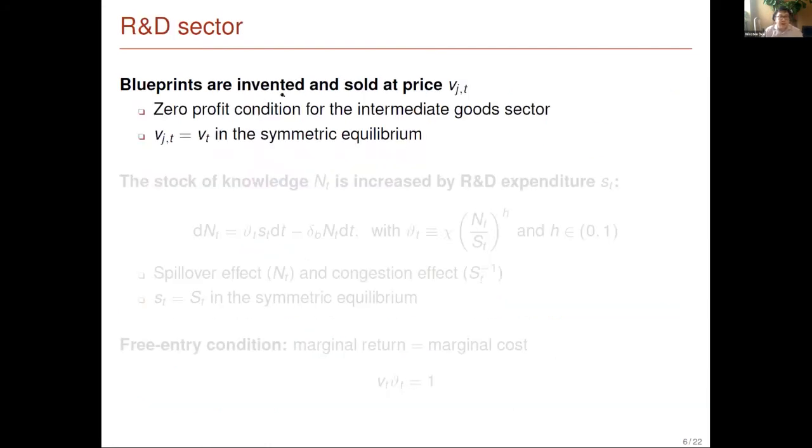And the R&D sector actually has the bargaining power relative to the intermediary goods sector. So what they're doing is they just sell the blueprints at exactly the marginal value of the blueprints.